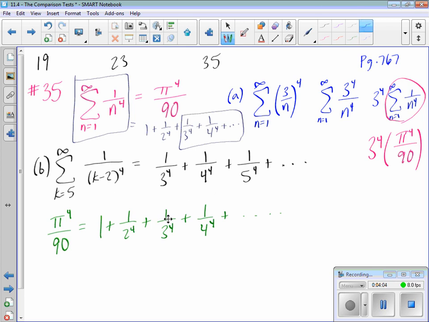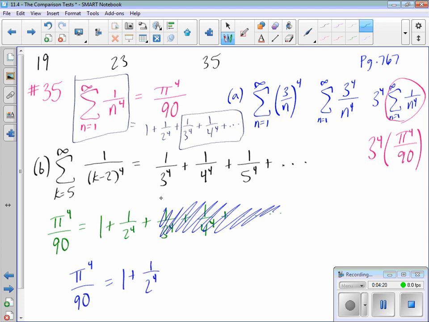And now can't I replace this stuff back here with this right here? Okay, so I'm going to do that. Yeah, because this starts at 1 over 3 to the fourth. So this stuff here is equivalent to this here, right, when we plugged 5 in and then plugged 6 in, okay? So instead of writing this 1 over 3 to the fourth plus 1 over 4 to the fourth, I'm going to put this into its spot. And that's what I'm trying to solve for, right?